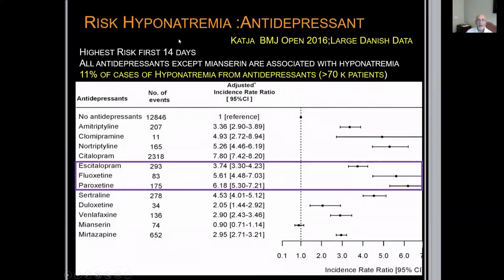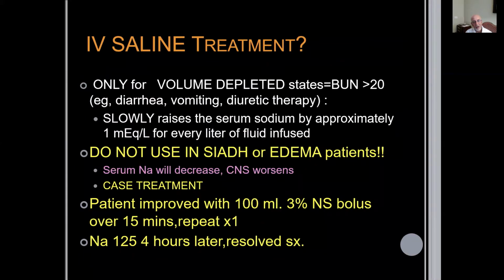When we look at the risk of hyponatremia from antidepressants, this was a large Danish data bank published in 2016, where they found that 11% of patients with hyponatremia were taking antidepressants. This included a database of over 70,000 patients. As you can see, these antidepressant agents have a very high incident rate ratio of developing hyponatremia. So again, it is very important to recognize that these drugs do cause hyponatremia.